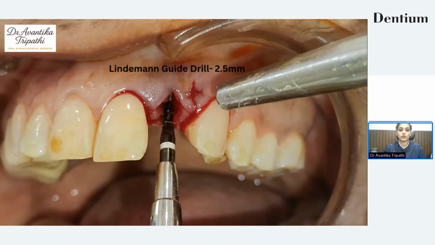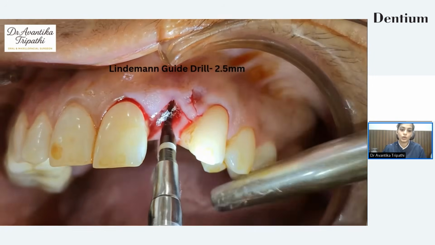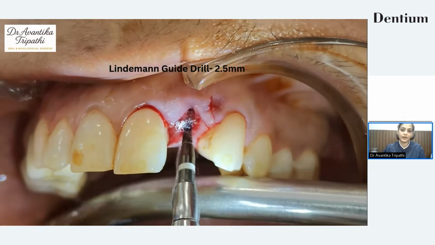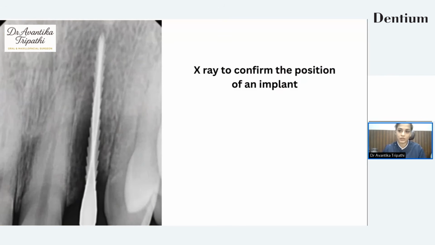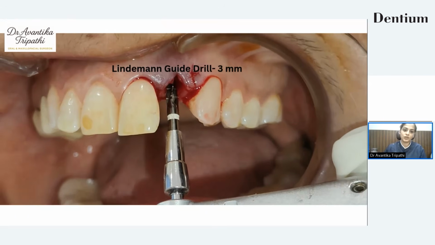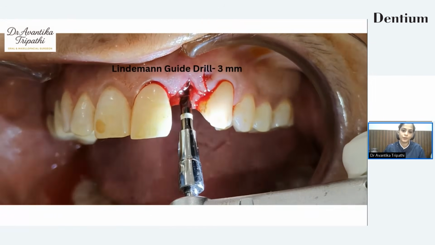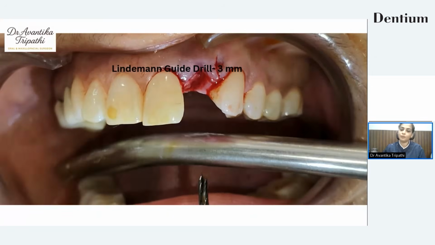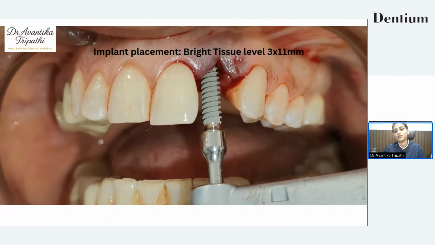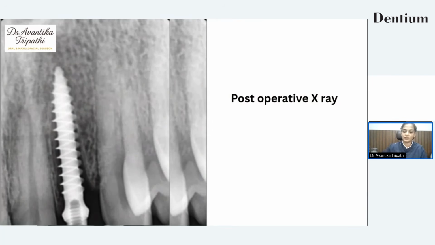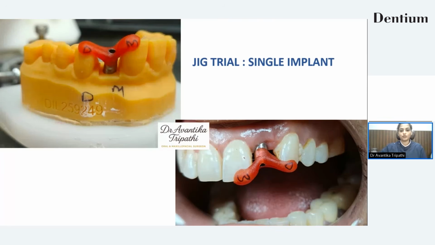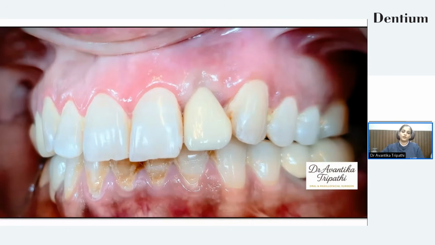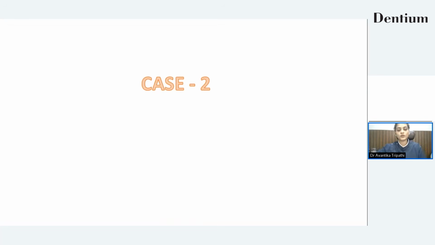Once the extraction was done, the drilling was done with the Lindemann 2.5. An X-ray was taken to confirm the position. Then a 3 mm drill was introduced. And because I placed a 3 mm implant in this, immediately the implant was placed and the X-ray was taken. After that, the patient's jig was in and the prosthesis was delivered to the patient. So this was the immediate implant placement with immediate loading.